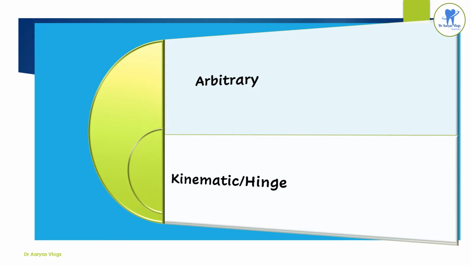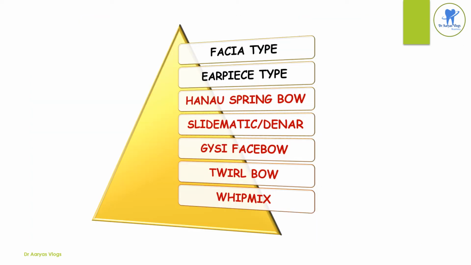So which are the types of face bow? They are arbitrary and kinematic or hinge axis face bows. Another classification is fossa type and earpiece type, where the earpiece type can be Hanau spring bow, Slidematic or Dinar, Gysi face bow, Twirl bow and Whip Mix face bow.